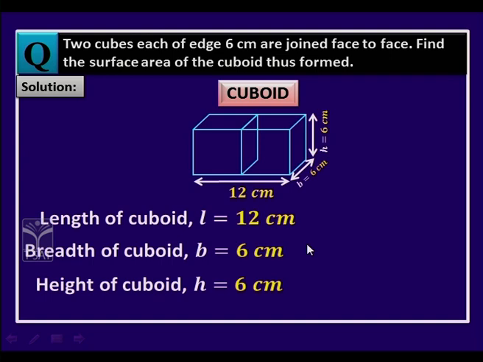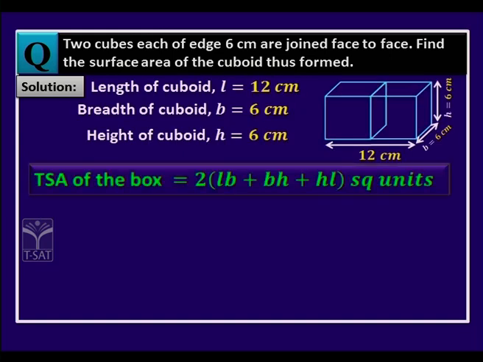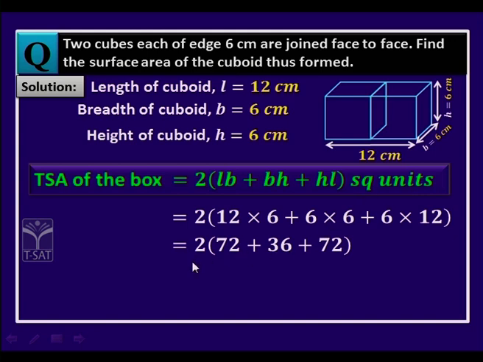Now, let us find the surface area of the cuboid. Children, what do you mean by surface area? It is nothing but the total surface area only. So the total surface area of the box, which is in the shape of a cuboid, is 2 into LB plus BH plus HL. This is the formula. Now, let us substitute all the values. That is 2 into L is 12, B is 6, plus B into H, 6 into 6, plus H into L, 6 into 12. Now, let us multiply them. We get 2 into 72 plus 36 plus 72.